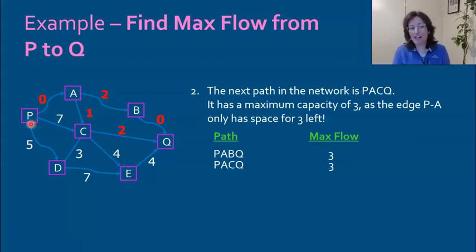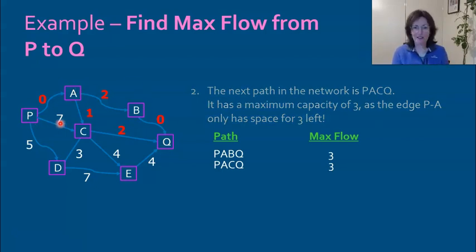You could argue there's a path going P, A, C, E, Q. However, there's no more paths coming out of P. There's no more capacity along this path, so we can't use that anymore. So this process stops if you've ever got zeros coming out of your source, so coming out of every edge, or there's zeros completely coming into Q. That's when you stop this process.